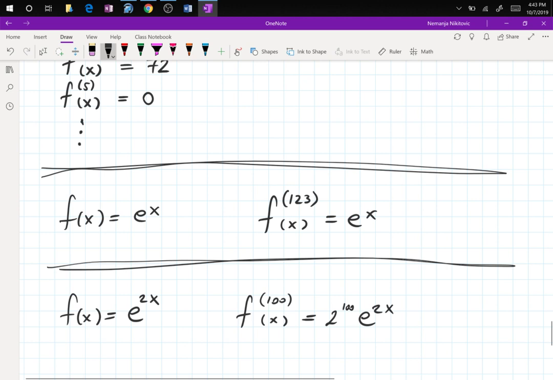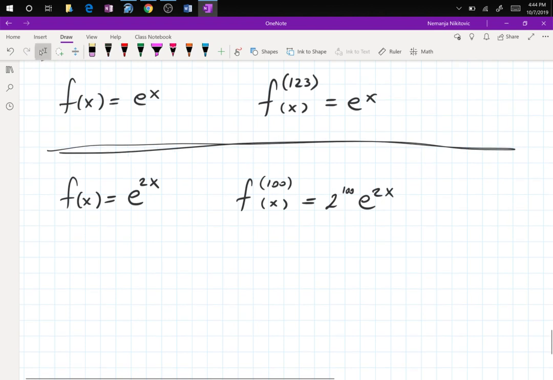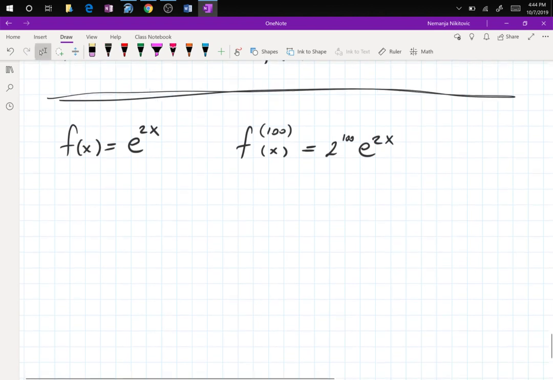Because you're going to pop out 100 2's. If you take 100 derivatives, every time you take a derivative of e to the 2x, it's going to pop out a 2. So you are going to pop 100 2's out, so 2 to the 100. So this is one of those, again, flexing in math, we can do it. So let's do it. Great.